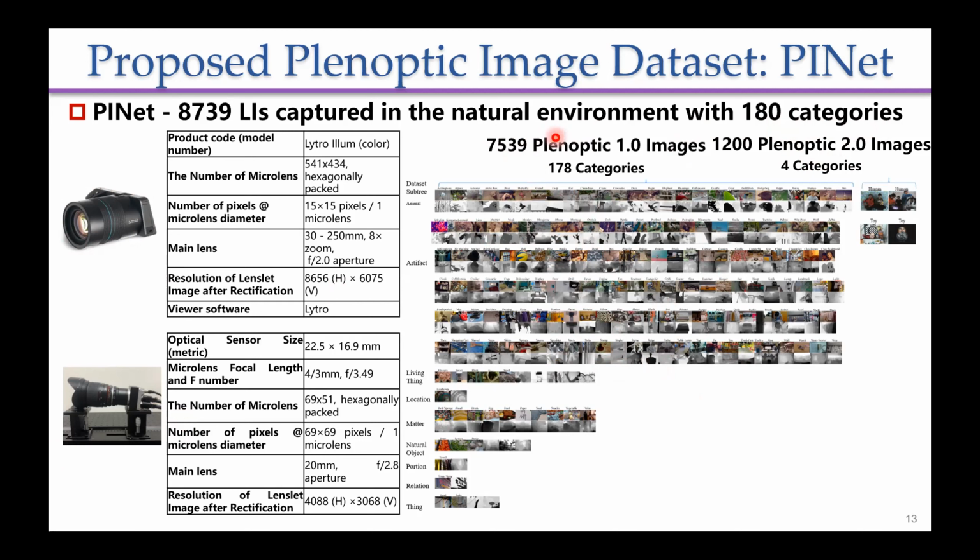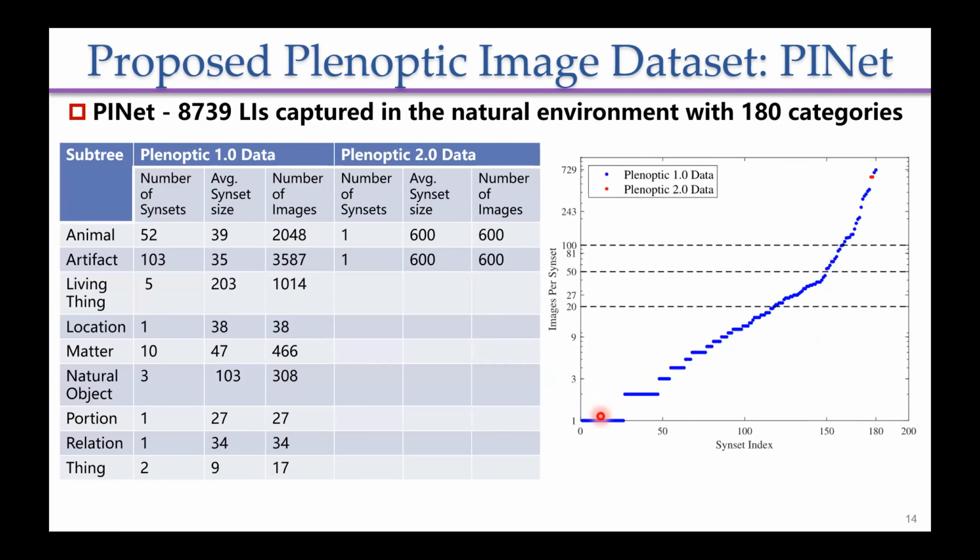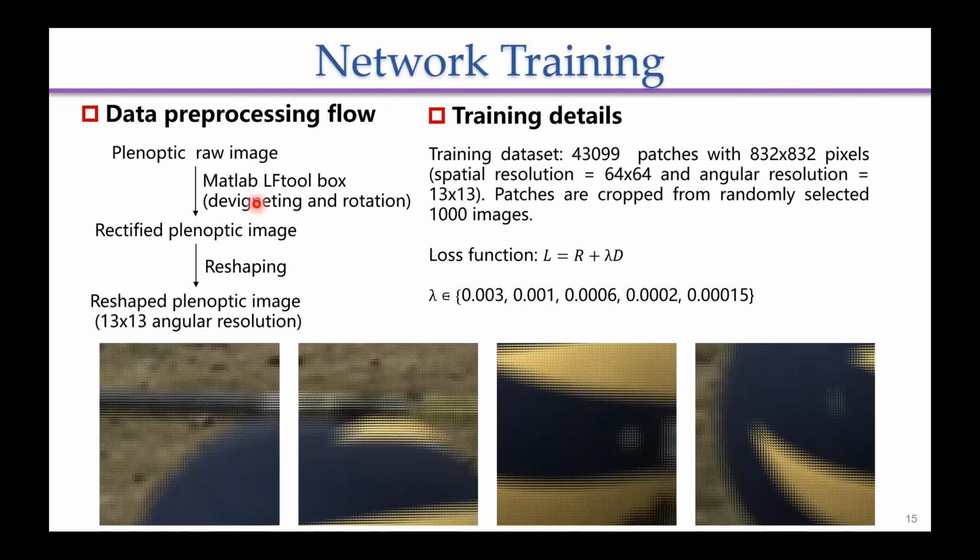We use WordNet to do the categorization, like how ImageNet does. So this shows the coverage of the dataset. Then for training, we first do the pre-processing for each input raw image using the MATLAB toolbox to get the rectified plenoptic image, and then do the reshaping to align them to the rectangular grid.